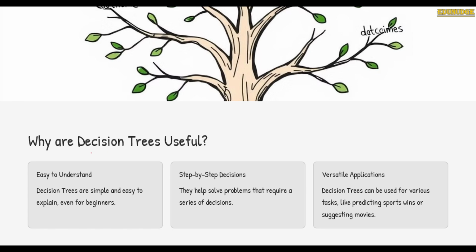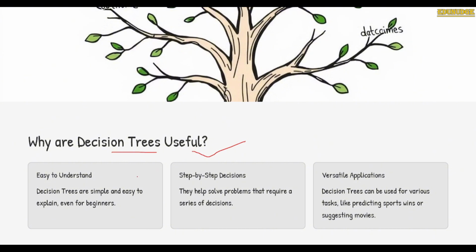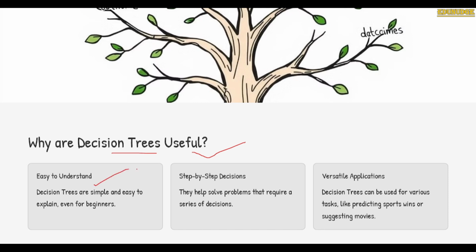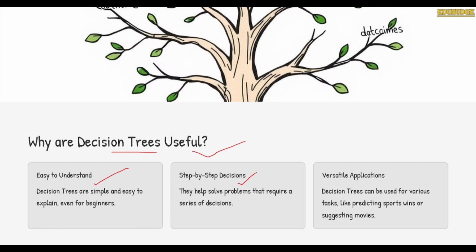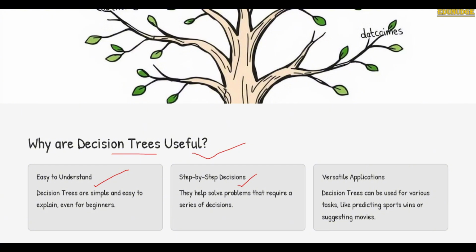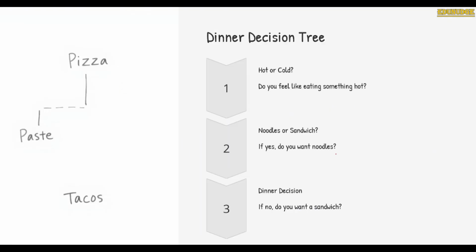Here the question comes, why are decision trees useful? Decision trees are super useful because they are easy to understand and explain. They help solve problems where you have to make decisions step by step. They work for lots of problems like predicting sports wins, sorting emails, or even suggesting what movie you would like to watch. Let us use a decision tree to figure out what to eat for dinner.